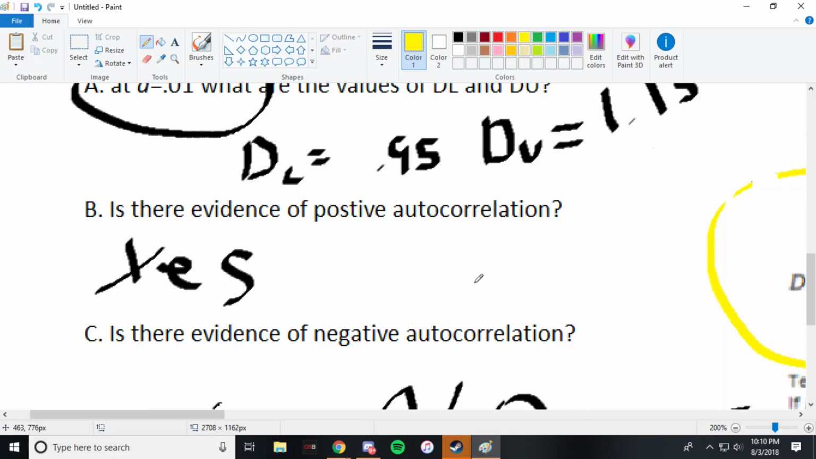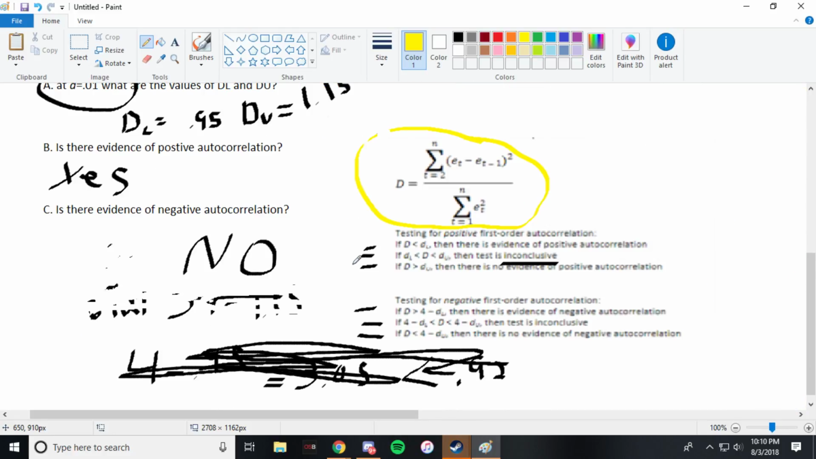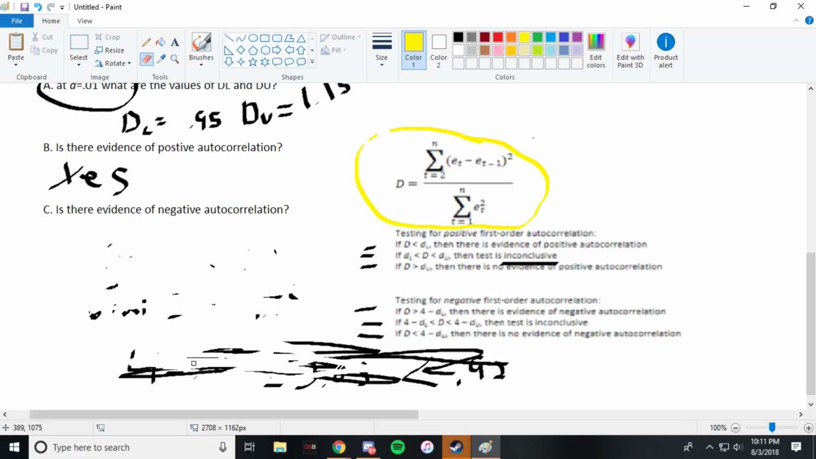The first question is: is there evidence of positive autocorrelation? I've already filled this in because I just solved this problem. I'm just doing it again because I messed up. Let me erase some stuff real quick to clean it up. I guess it really doesn't matter too much. Let's get on with the video.